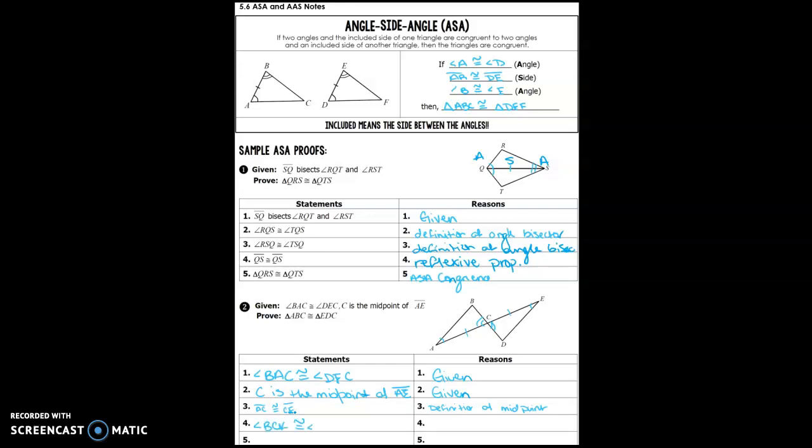Okay? And then we also know that BCA is congruent to DCE, and that's because they're vertical angles. And then our last one, because we have angle, side, angle for both triangles, we know that triangle ABC is congruent to triangle EDC, and that's because of the ASA congruence there.